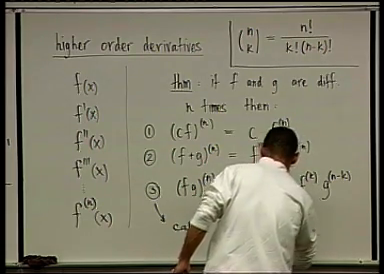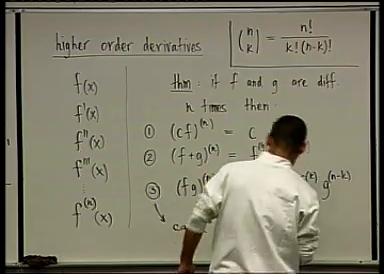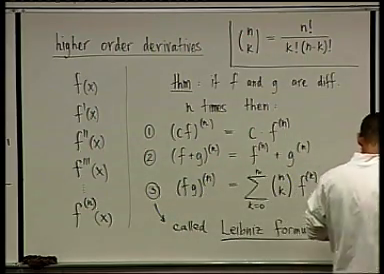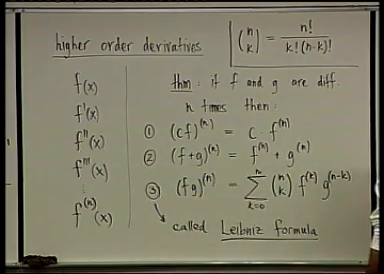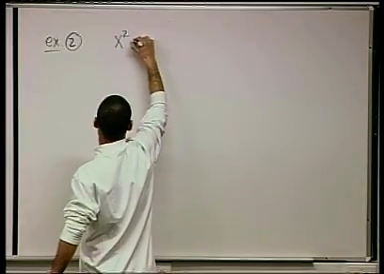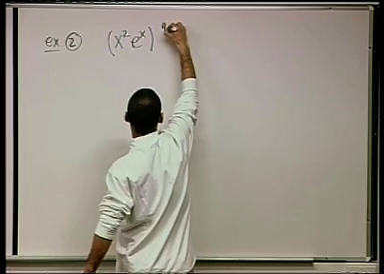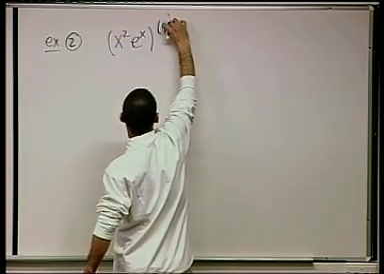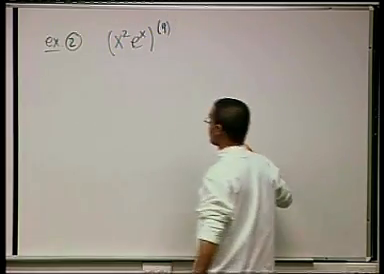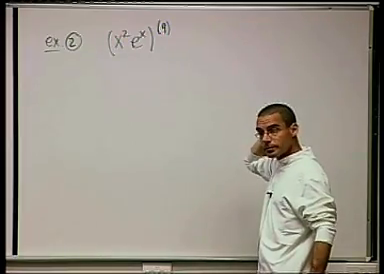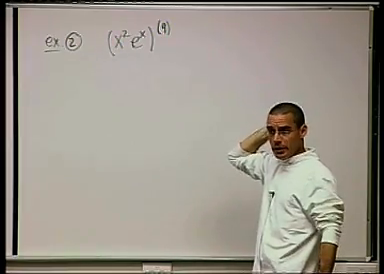Formula. Okay, so let's do an example. Example 2 for today. Suppose I want to take the function x squared, multiply it by e to the x, and then take the 9th derivative of that thing. It's not brutal, it's easy.